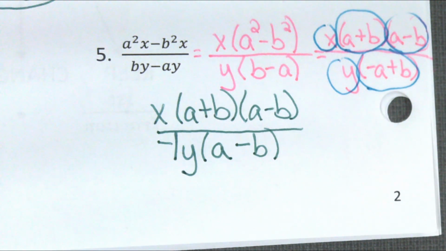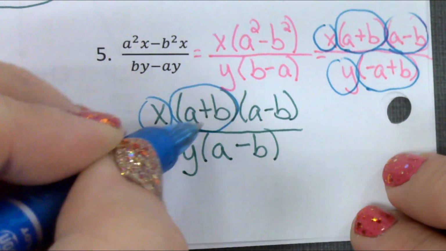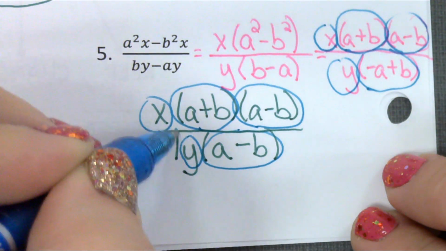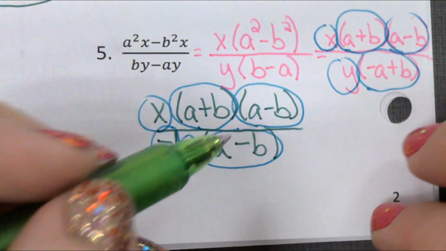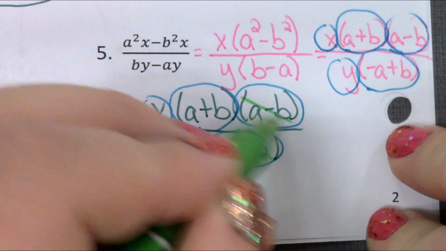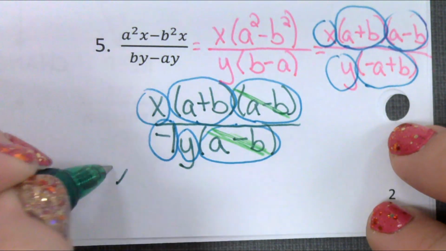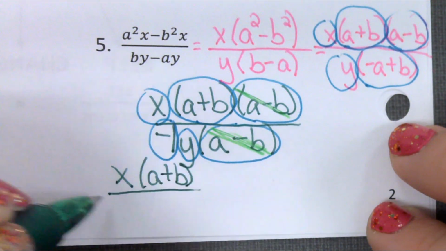Now, when I go to circle my factors, I can see that I actually have an identical factor that we'll be able to cancel. On top, I'll have a minus b, and on the bottom, I'll have an a minus b, canceling those off to give our final solution left over. X times a plus b over -1 y.